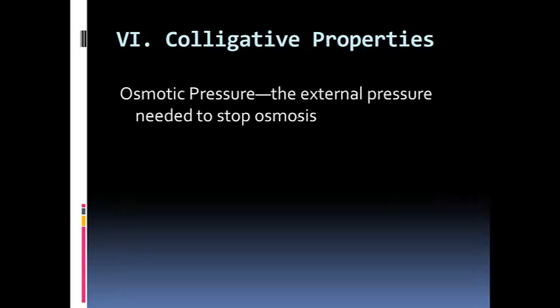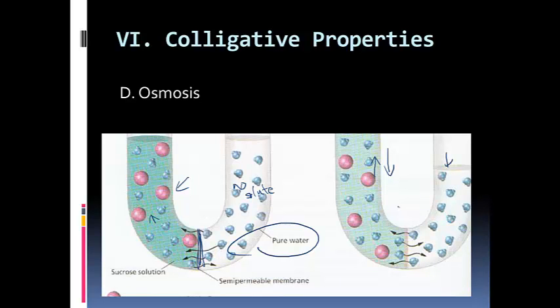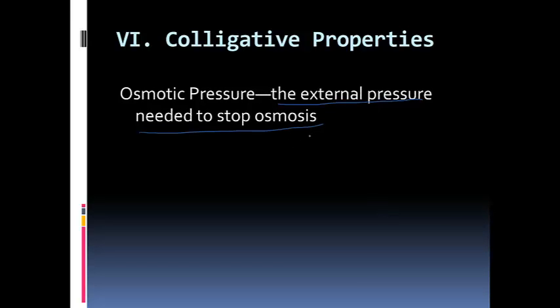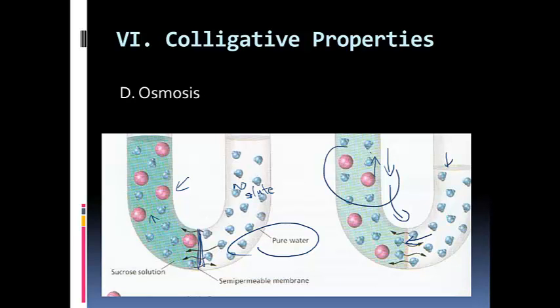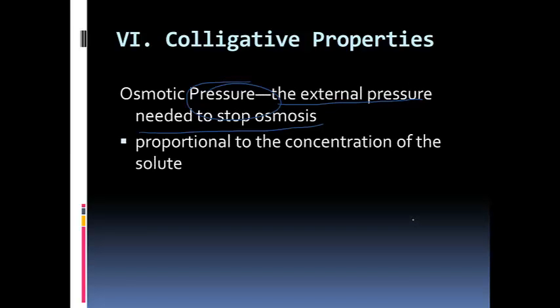So the osmotic pressure is the external pressure needed to stop osmosis. Eventually, the force of gravity going this way and the force of water going this way, trying to push through, become equal, and the osmosis stops. So that pressure is called the osmotic pressure, and this pressure depends on how much solute you have on this side. The more solute you have, the more the water wants to come through, so the more pressure you need to stop the water from coming through. It's proportional to the concentration of the solute.